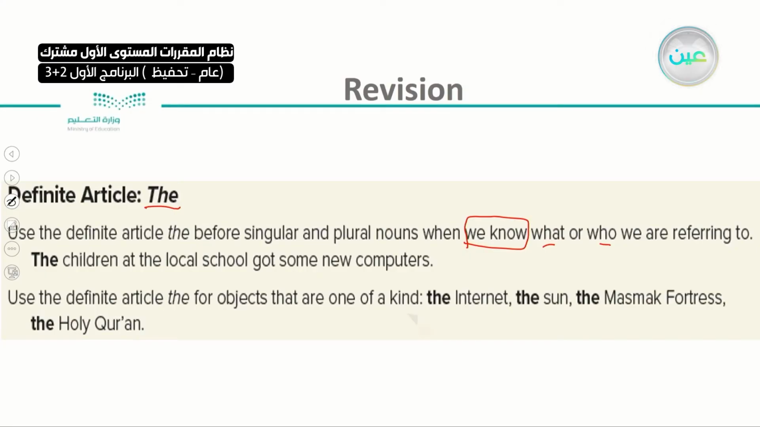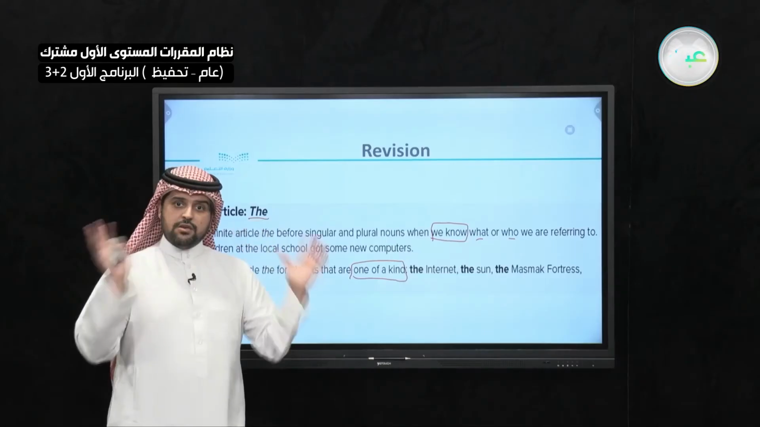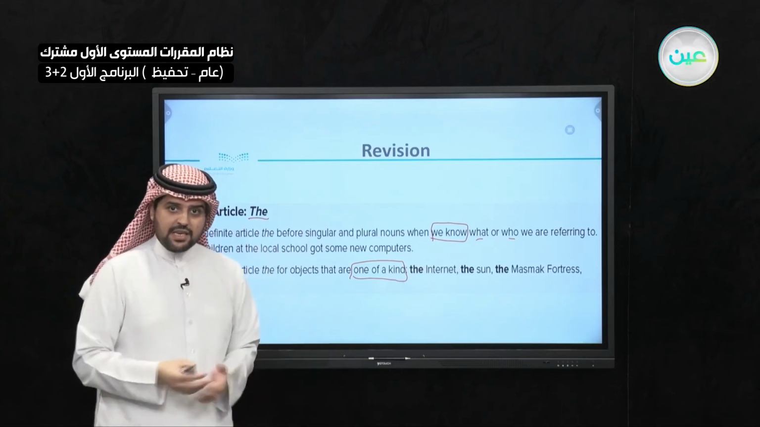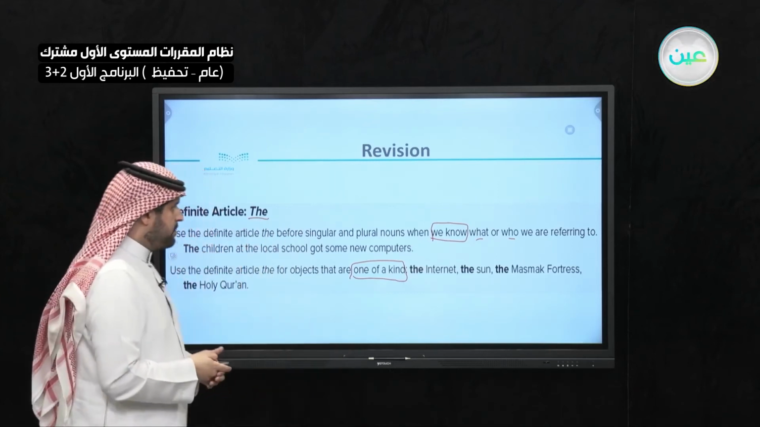The other one is when it's something that's one of a kind, like the internet, the sun, the Masmak Fortress, the Holy Quran, the earth, planet Earth, the universe, the galaxy, when it's just one of a kind.